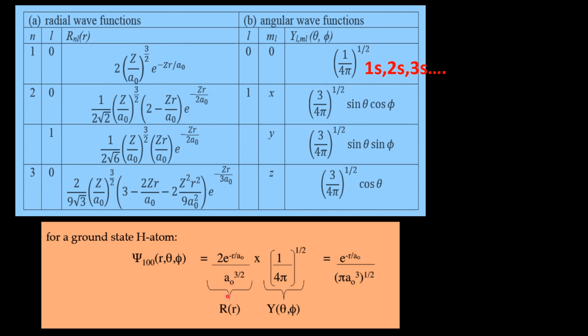So it depends only on the Bohr radius. So this is for the 1s orbital. The same thing happens for the 2s orbital, or the 3s or 4s orbitals. So the s orbitals will always be spherically symmetrical, and the probability density of finding the particle is always spherically symmetric.